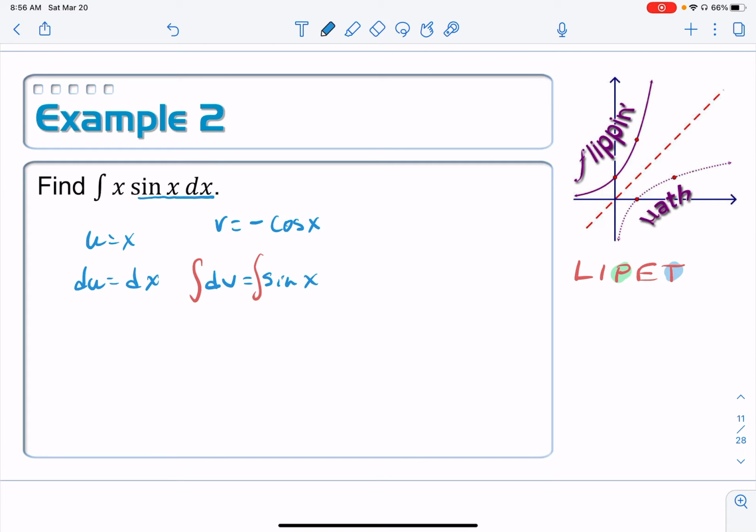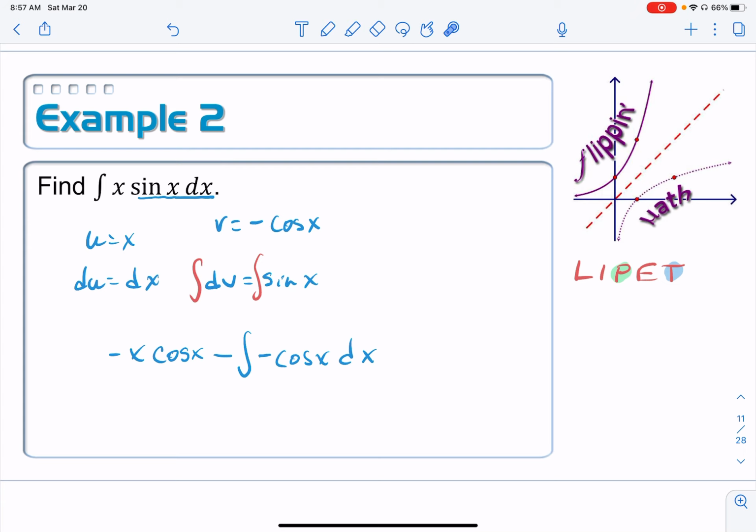I do get a plus c. Ignore that for right now; we'll take care of it in the end. So my integral should be equal to uv, so I need to take the product of these two things. I'll bring the negative right out front: negative x cosine x, minus the integral of, and now our original integrand is the diagonal from the u to the dv, and the other diagonal is what we're exchanging it for. So that's going to be negative cosine x dx.